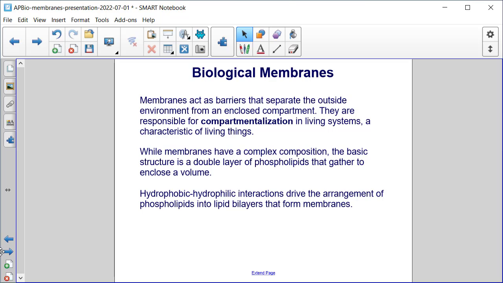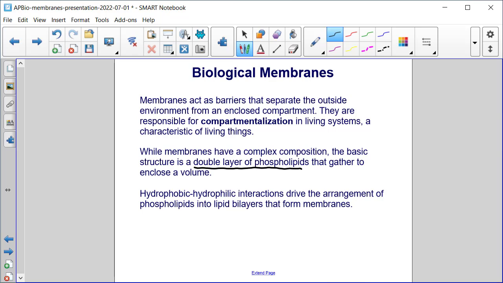While membranes have a complex composition, the basic structure is a double layer of phospholipids that gather to enclose a volume. Hydrophobic-hydrophilic interactions are what drive the arrangement of phospholipids into lipid bilayers that form membranes.